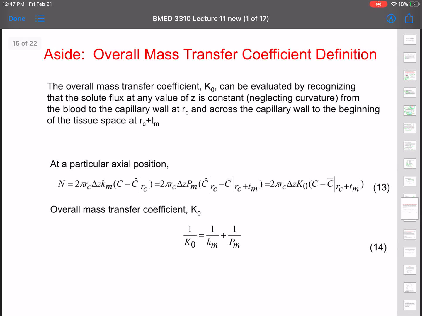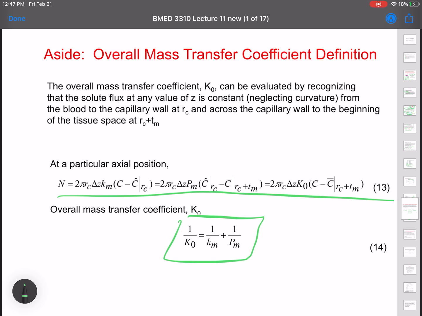And here she's just talking about where we got that overall mass transfer coefficient. It starts with this expression, but I don't think you need to worry about how to get to that. Just realize you're adding up the resistances this way, the inverse of the resistances. And note that this slide is called an aside. That and the critical radius stuff, it's just for fun. If you're studying for the exam, do not prioritize these things. But they are cool.